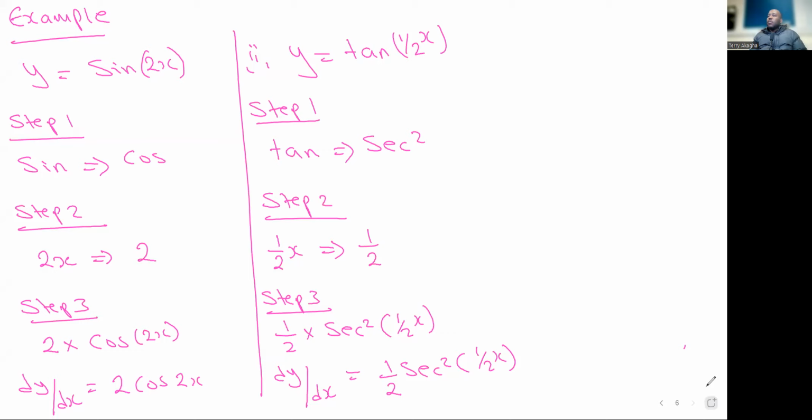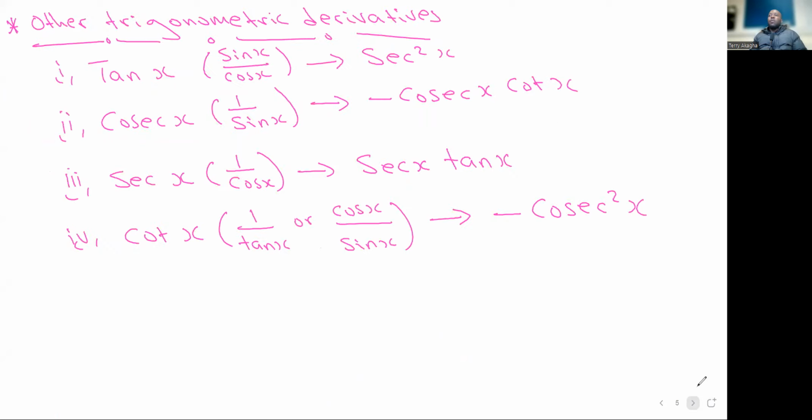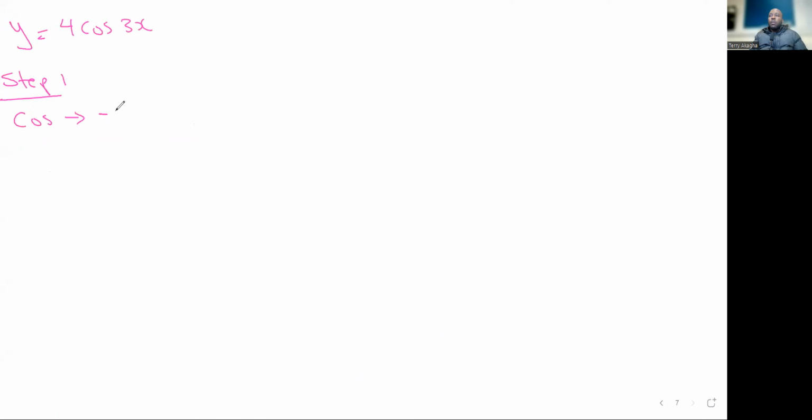All right, let's pick some more examples. Let's assume we have y is equal to 4 cos 3x. So step 1, we have cosine. When you differentiate cosine, what will it give you? You go back to the sketch. Cosine will give you minus sine. So when you differentiate cosine, it's going to give you minus sine. Step 2.